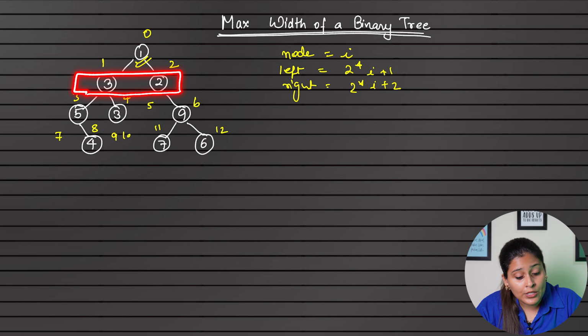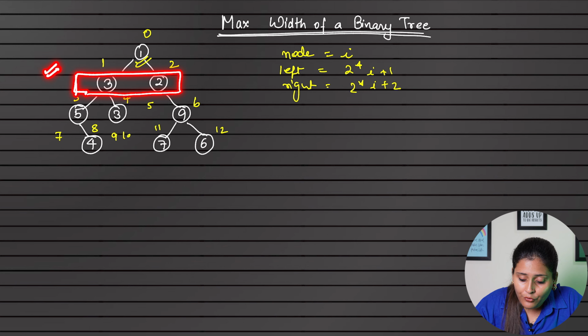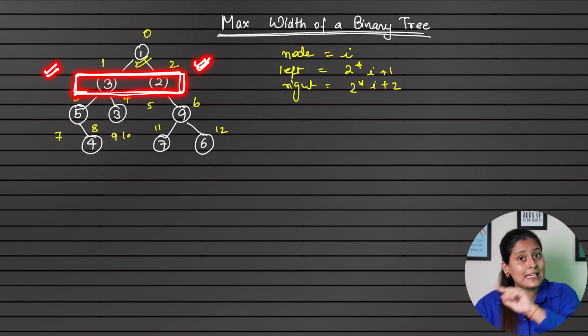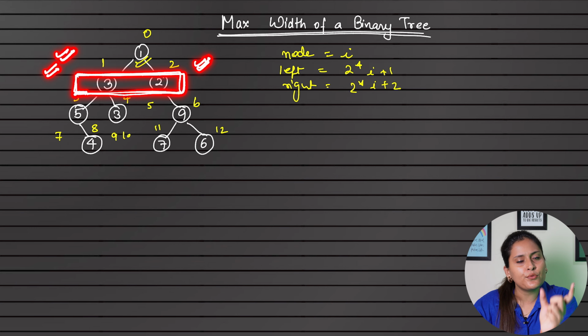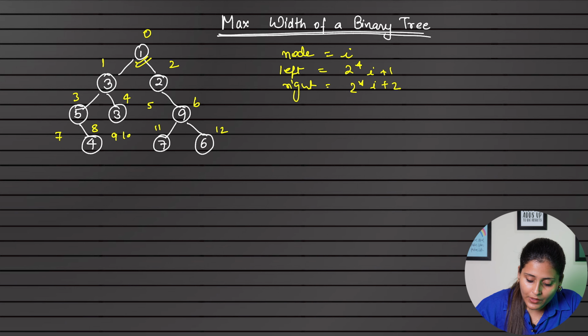So along with the nodes, if we will save the indexes also, then for this much size, we will get the rightmost index from the right side element and the leftmost index from the left side element, and the difference between them will be our width. It's very easy. What I said is that in the queue we will store the node value and the index, correct?